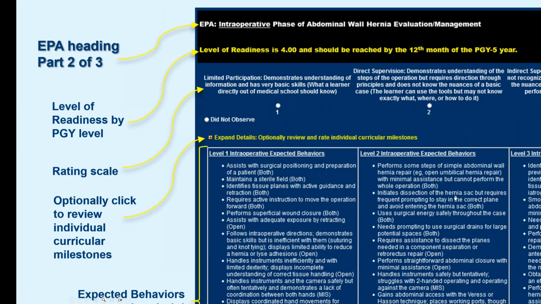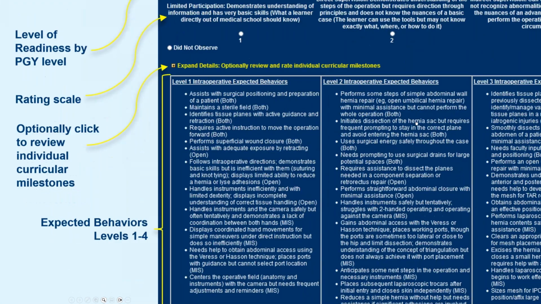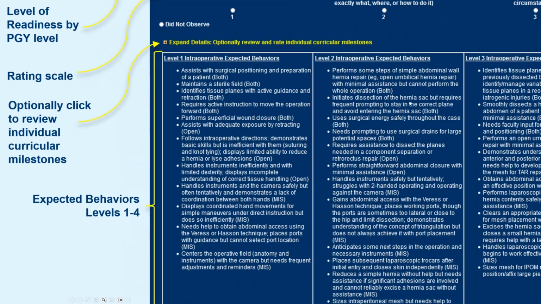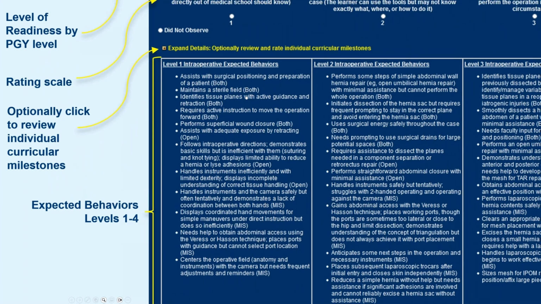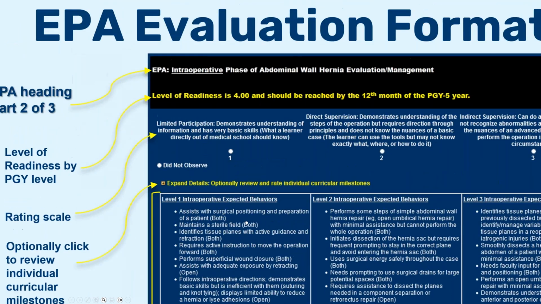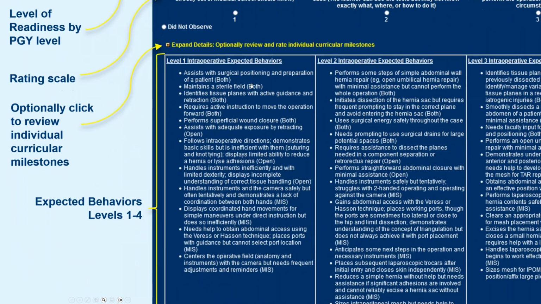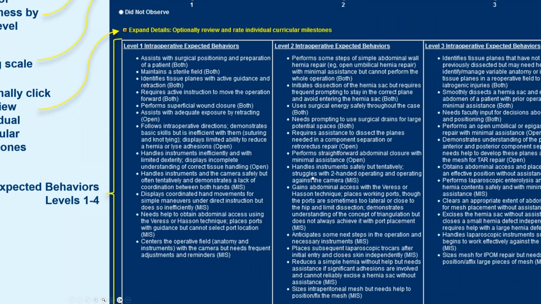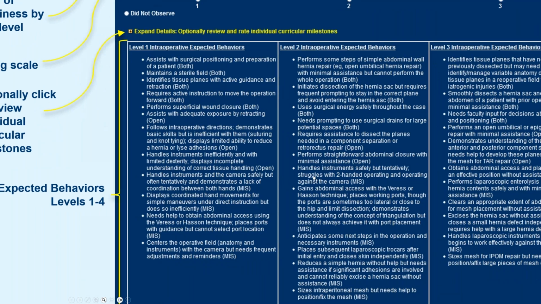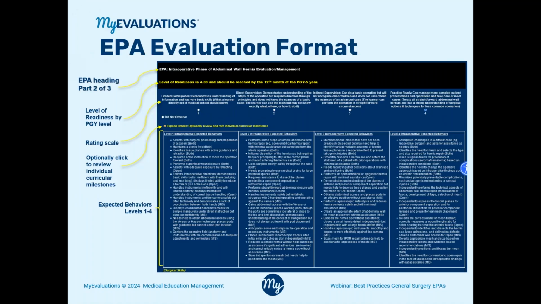The next section is about the intraoperative phase, and shows the level of readiness, shows the individual levels from 1 to 4. Now, one of the important concepts here also is the expectations. Remember that I told you that they can click on the link to see the expectations in a PDF. One of the functionalities that the ABS really wanted is for faculty, when they're first completing these evaluations, they need to become familiar with these expectations.